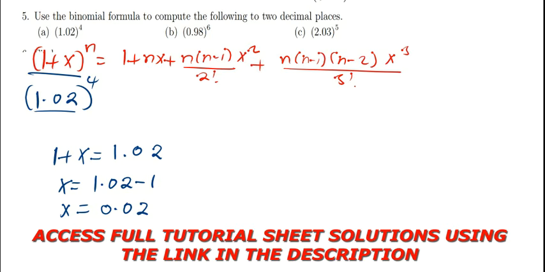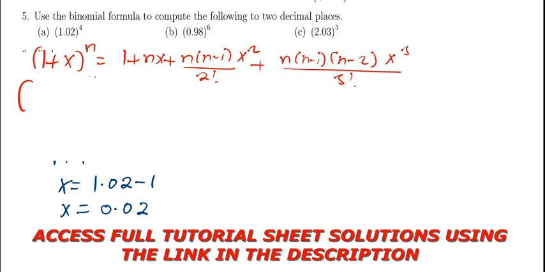Meaning what we are trying to find now is 1 plus x, where the value of x is 0.02, raised to the power 4. If you look at this, guys, 1 plus 0.02, if I add it, it's basically the same as 1.02. Okay, if I add this and this, it will give me 1.02. So now I just want it to be in that form. So when you find the answer here, I want you to go ahead and use a calculator. You find the exact value.